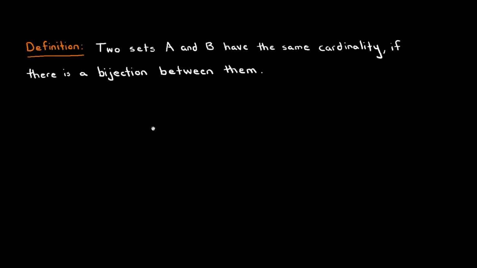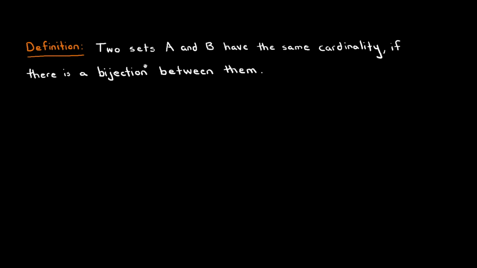Before we begin, let's recall the following definition, which is about cardinality. Cardinality in mathematics is a term that refers to the number of elements in a set. It's better to use cardinality than size because size could refer to many different things, such as the length of a set or maybe the area of a set, but cardinality is the proper term that refers to the number of elements in a set.